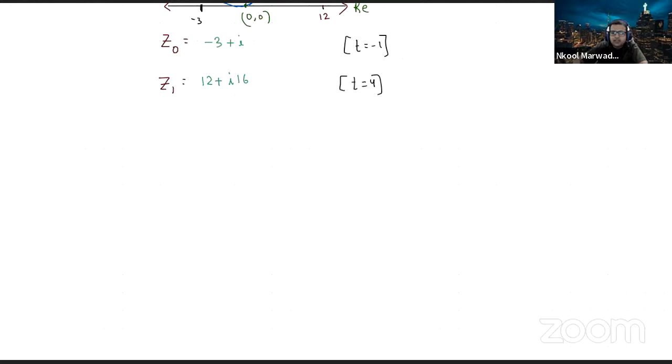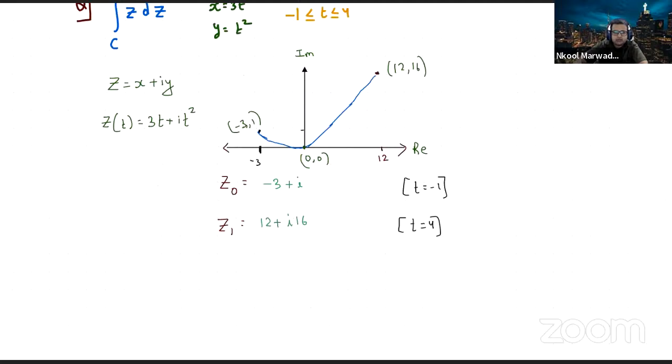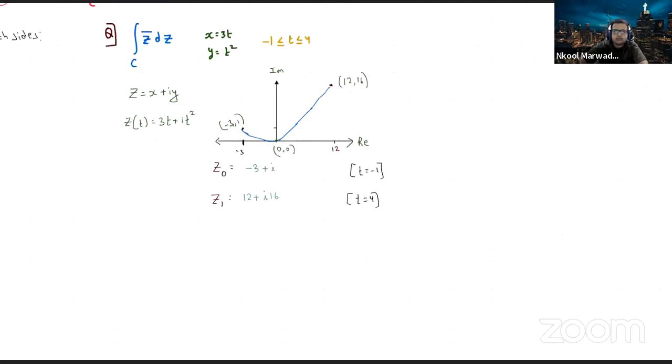Now basically in the question they are asking for the integration of z complement, not complement, conjugate. In complex numbers there is a concept of complex conjugate. Whenever we calculate the complex conjugate, we change the sign. If it is plus, we make it minus. So the complex conjugate will be 3t minus it squared. We have to integrate that. Let us try it.